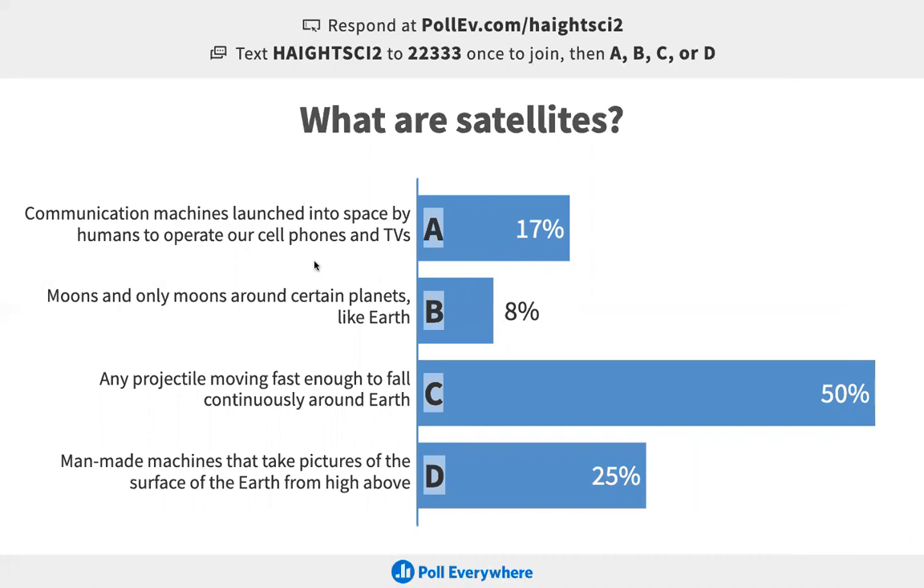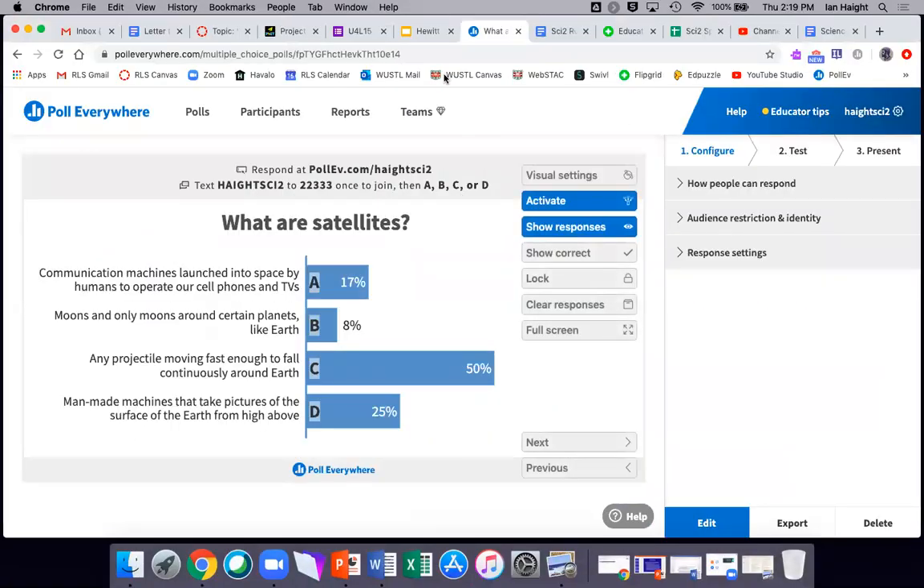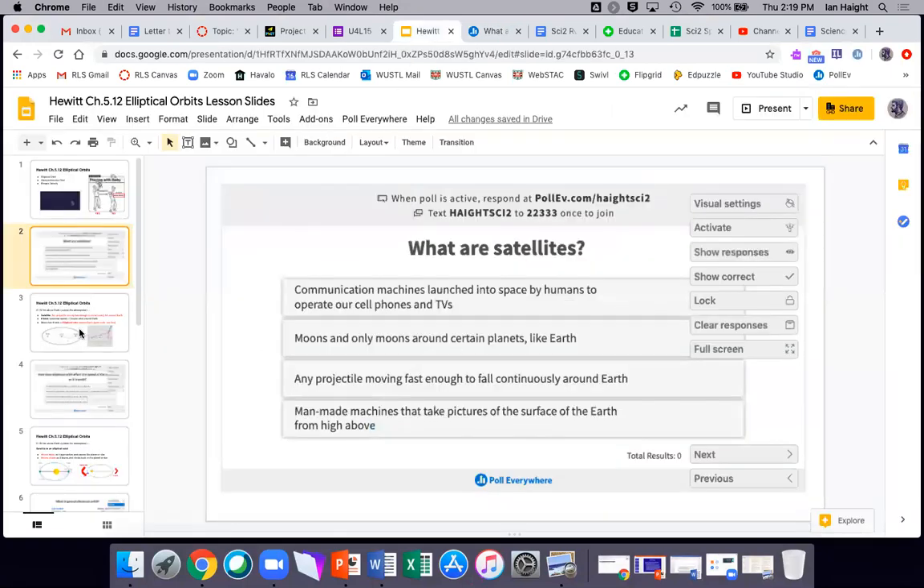And the reason that when you hear the word satellite, the communication machine option comes to mind is because that's what we usually think of when you think of satellite, right? It's something we have launched into space, we use for cell phones, TVs. But in reality, you could call the moon a satellite. Earth is actually a satellite going around the sun. It's a sort of general catch-all term in physics to describe anything that is rotating around. So keep that definition in mind as we continue forward.